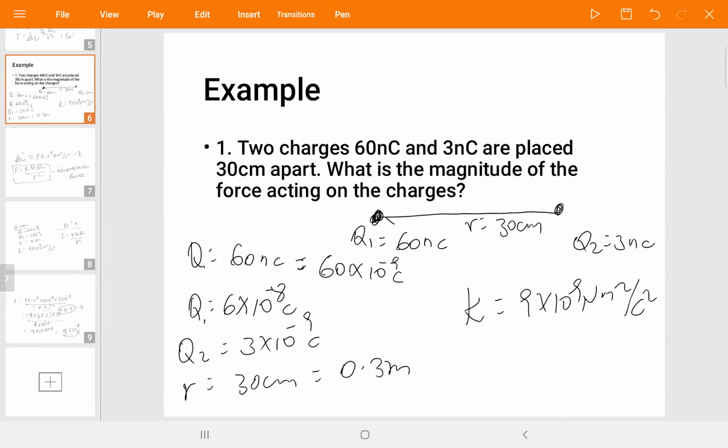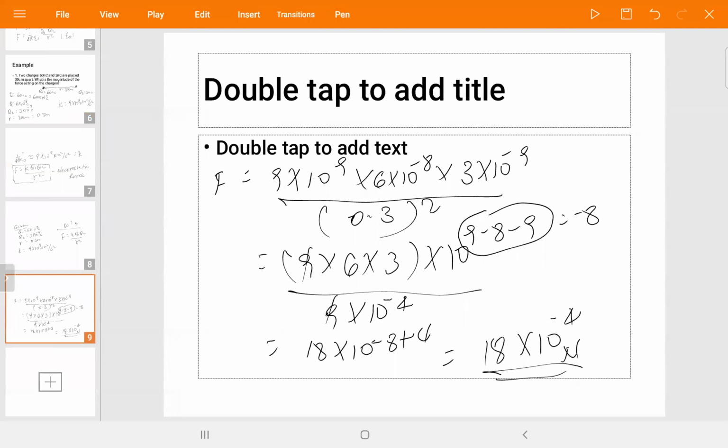Then by substituting all these values, we get 18 times 10 raised to minus 4 Newton. We can treat the exponents at once and the base numbers at once, or you can use any simple method to handle the computation. Then it becomes 18 times 10 raised to minus 4 Newton as the force that exists between these two charges.